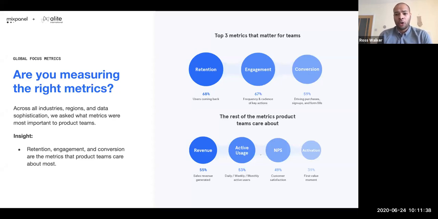So again, across all industries and regions, we surveyed what the most important metrics are for your product teams. And unsurprisingly, we saw three key metrics matter the most: retention, engagement, and conversion. But what stood out the most is the order of those. We saw retention come out on top at a single percentage above engagement.